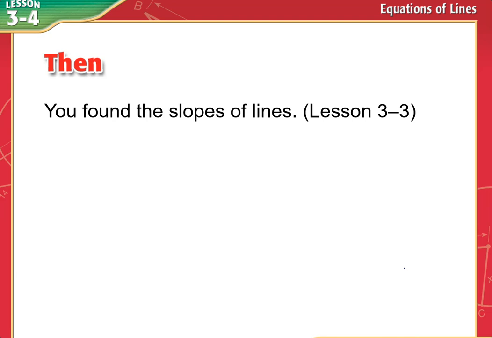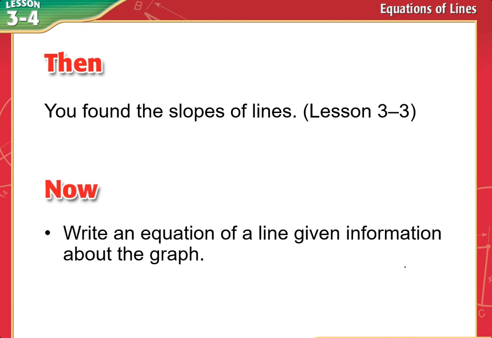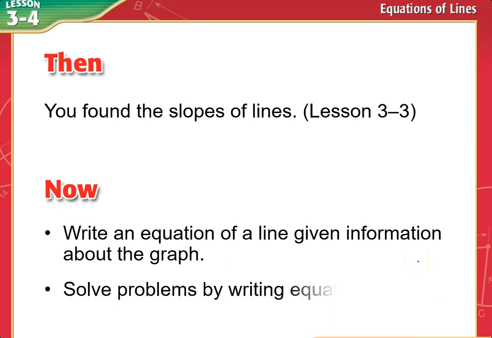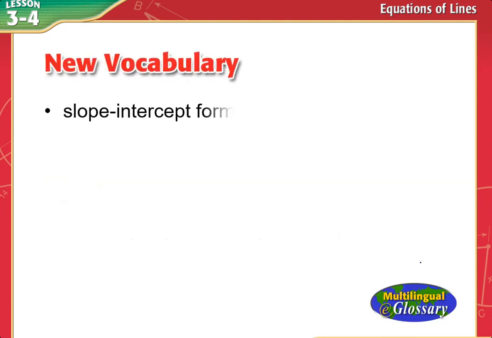Okay, in section 3.3 we found the slopes of lines, and now we're going to write an equation of a line given information about the graph. And we're also going to solve problems by writing equations. New vocabulary: slope-intercept form and point-slope form.